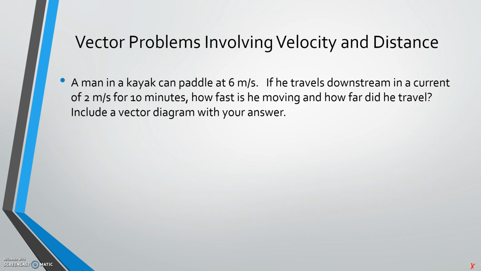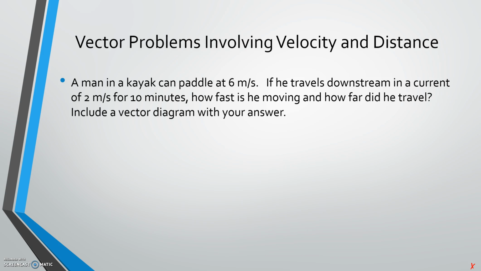Vector problems involving velocity and distance. Let's look at this question. A man in a kayak can paddle at 6 meters per second. If he travels downstream in a current of 2 meters per second for 10 minutes, how fast is he moving and how far did he travel?